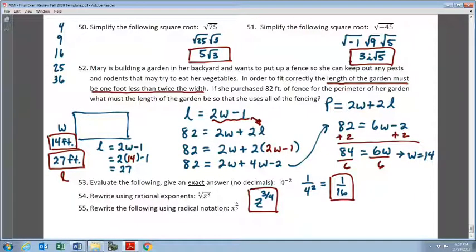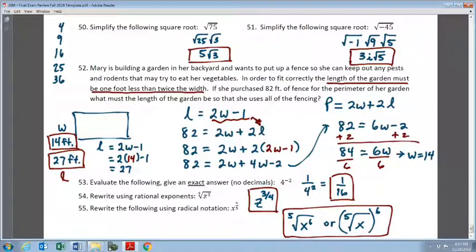And then, all right, we're on the last problem here. This says rewrite the following using radical notation. So we can write this as a radical. The denominator of the fraction tells us the root, so it's a 5th root. And notice the numerator is just going to be the exponent on x. Now I could put the 6 on the outside. We can do it either way. And that's the end of this review.